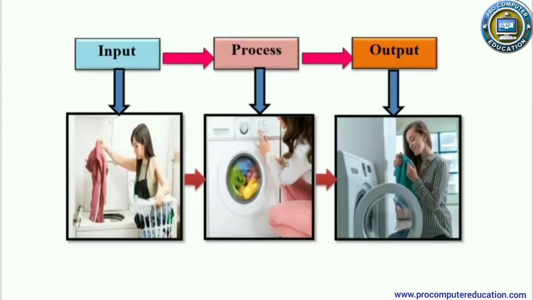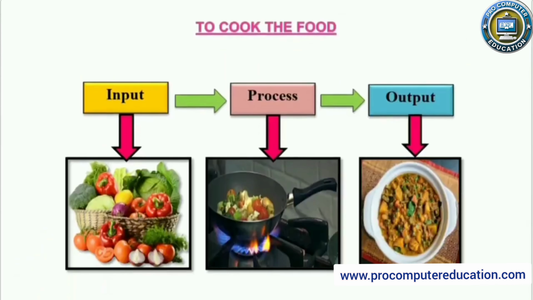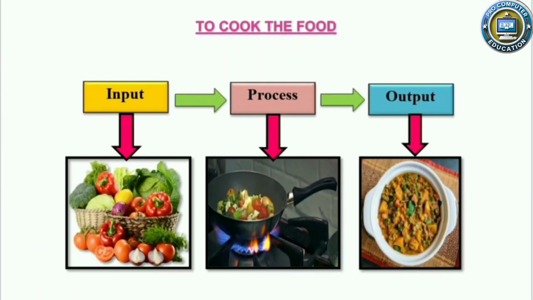First, look at these pictures. They also show the steps of input, process and output. Input: putting the dirty clothes into the washing machine. Then, process: the washing machine washes the dirty clothes. Then, output: we get washed, clean clothes from the washing machine. Another example is cooking food. We take raw vegetables as input. Now cooking the food is processing and cooked food is the output.